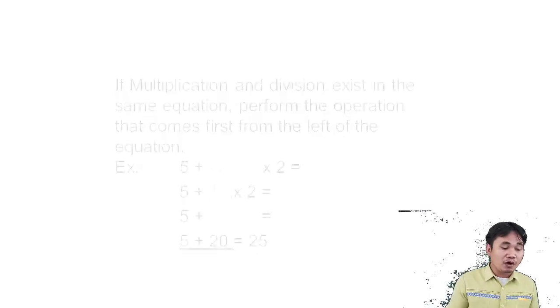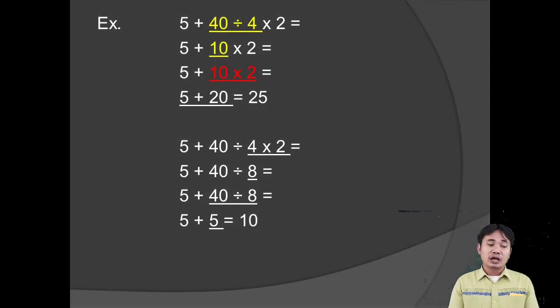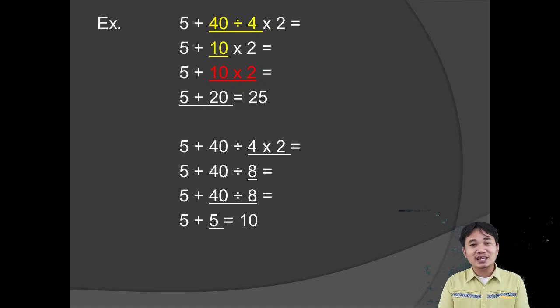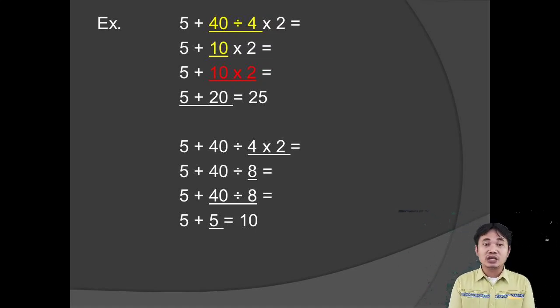What if maging una mo ang multiplication? Tingnan natin kung ano yung magiging answer mo. So, 4 times 2 is equal to 8. And then you're going to divide: 5 plus 40 divided by 8. So, 40 divided by 8 is equal to 5. So, 5 plus 5 is equal to 10.